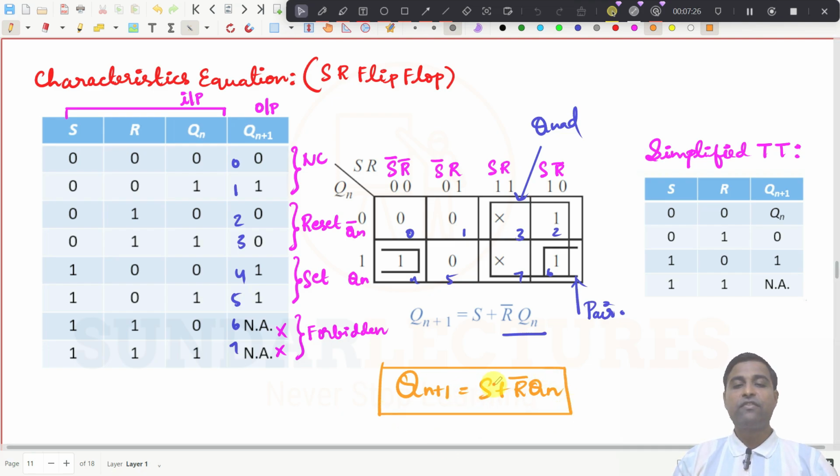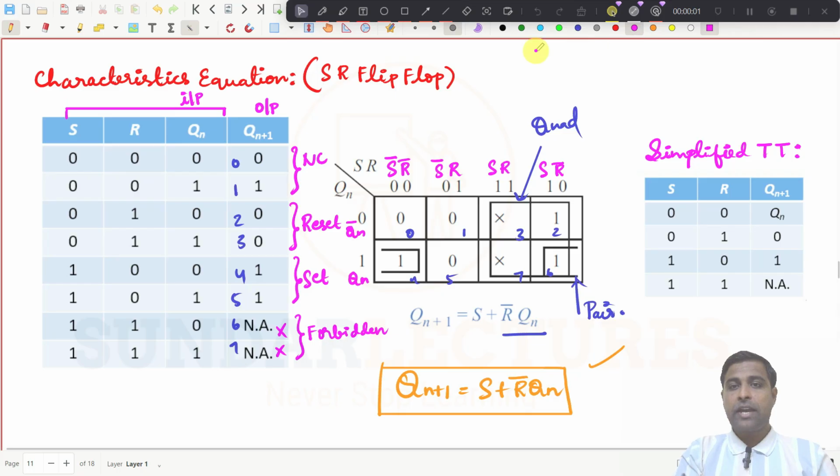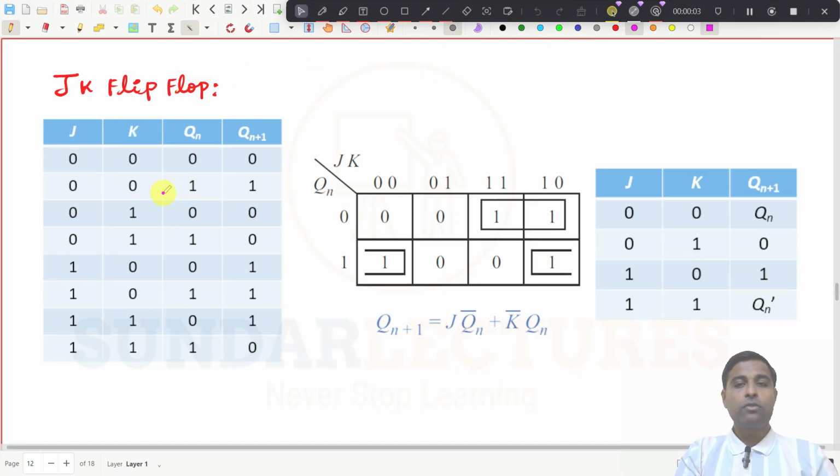So the SR flip flop will behave like this. If you want to know the next state, and you know the present state and the values of S and R, you can substitute here and easily understand what the next state should be. So this is the characteristic equation of an SR flip flop, right? Can you understand? This is the idea. And we will go to the next one now.